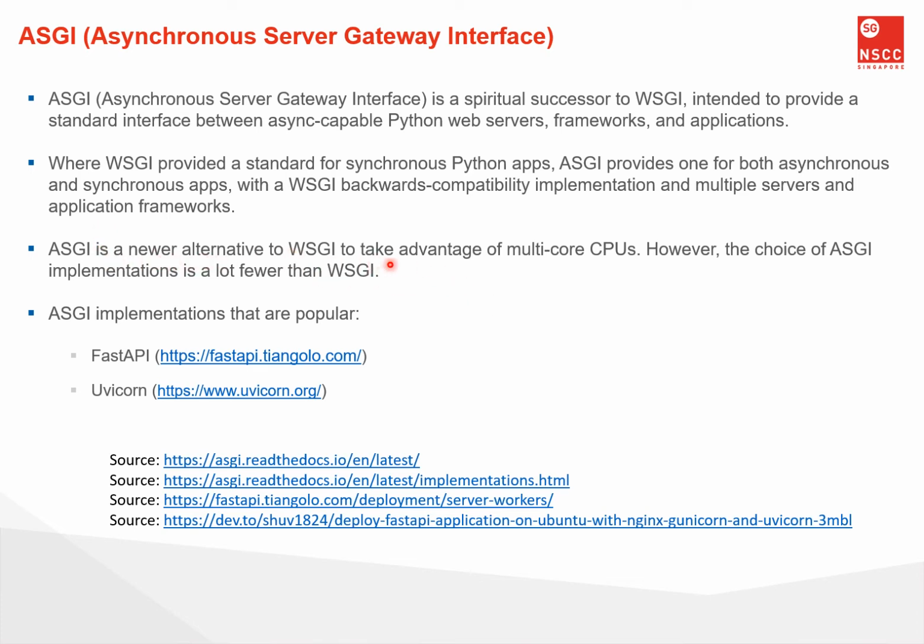ASGI really would be a big advantage when we have more parallelism, if we have a multi-core CPU. So you have a 4-core, 6-core, 8-core CPU, and you can run many threads in parallel. The ASGI interface will be more efficient.